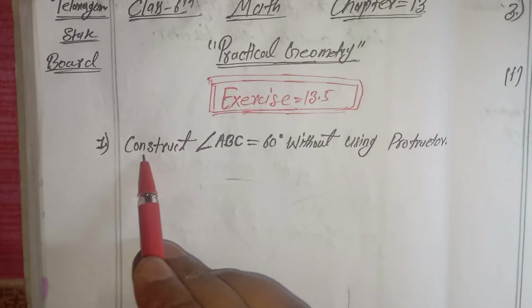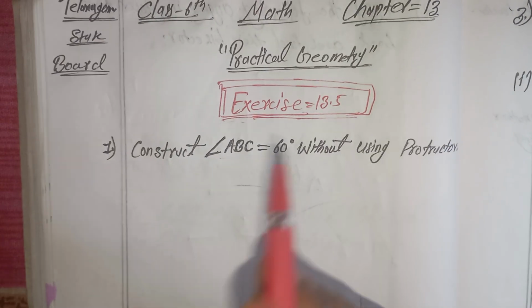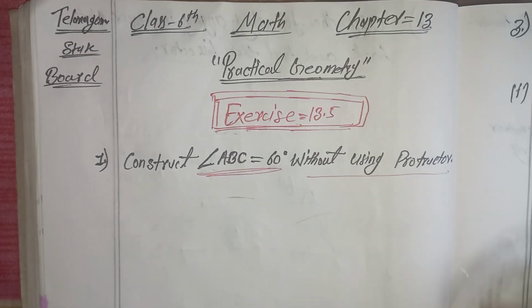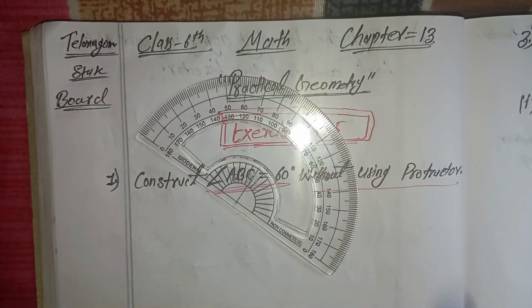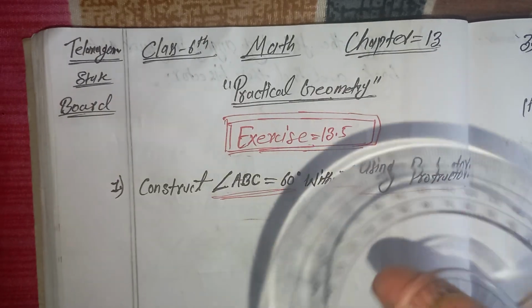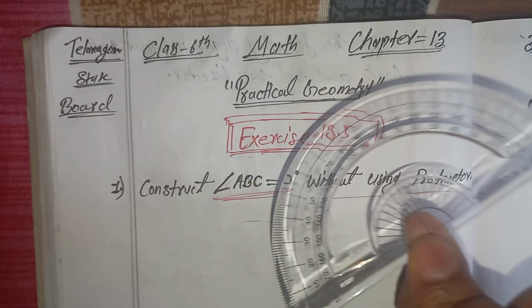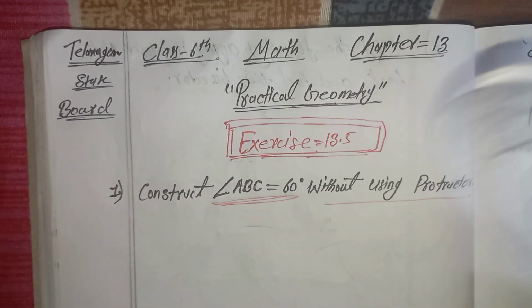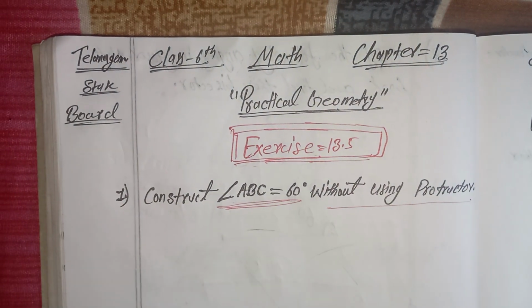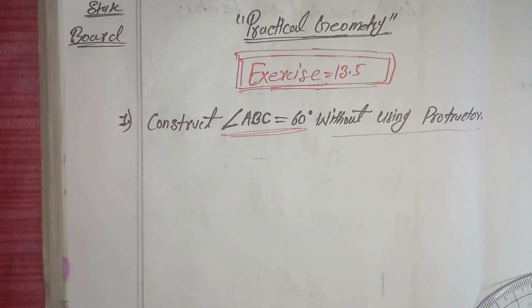It is telling us to construct an angle of 60 degrees without using a protractor. We don't have to use the protractor; we have to make the angle without it. If we have a protractor, then why is it necessary to draw without it? Some students will cheat here. Actually, I also did that.